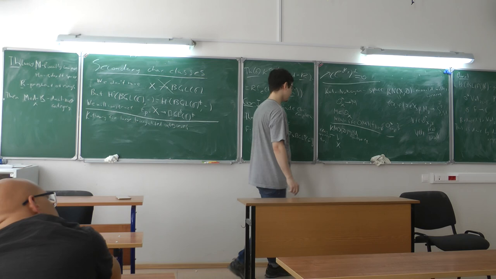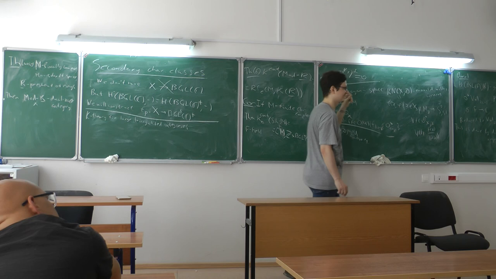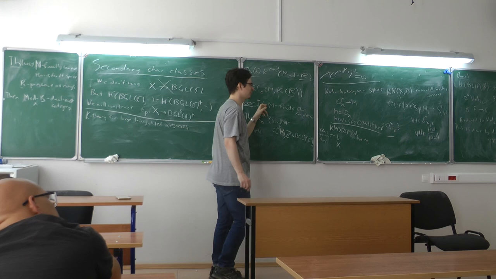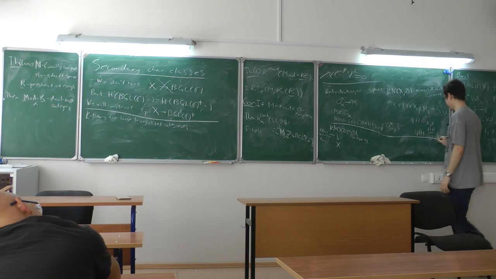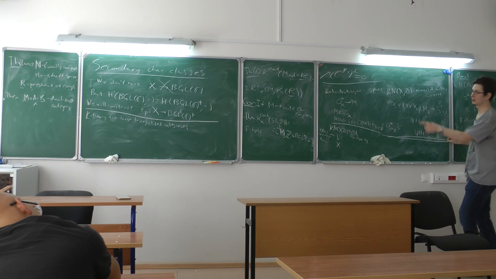x equals n. No, because M was an abstract finite complex. Here I just add some triangulation. So I have this projection, and I just take some auxiliary DG category to finally get my map.